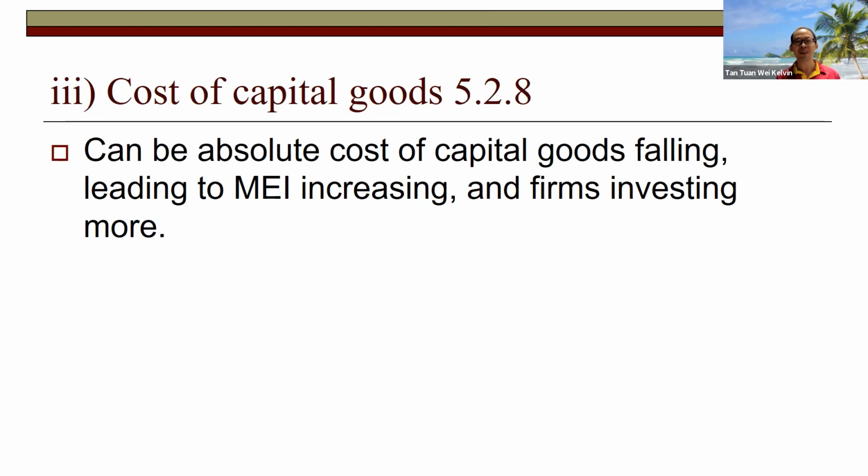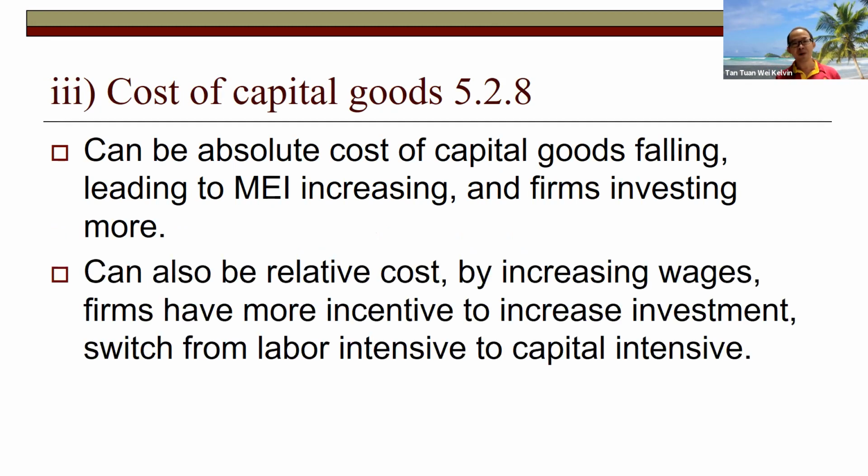Cost of capital goods basically can be the absolute cost of capital. So if the price of machineries were to go down, MEI would increase, and firms will invest more. It can also be relative cost. If I don't want to adjust the absolute cost of capital, I can make labor more expensive. If I raise the wage rate, firms will find that relatively speaking, it is cheaper for me to use capital. So if it's cheaper for me to use capital, I would increase my investment. Hence, I'll use less labor and more capital. This is what we call switch from labor intensive to capital intensive.